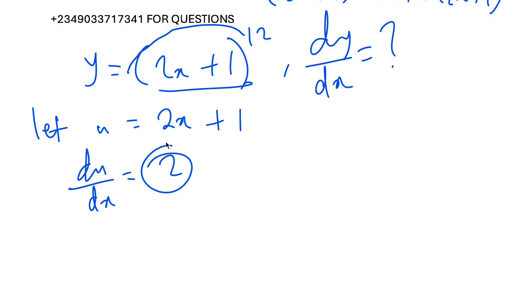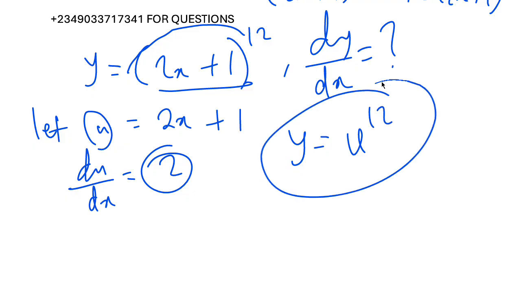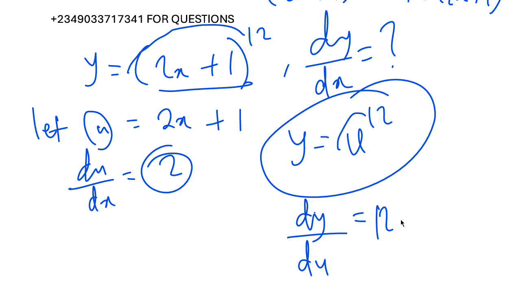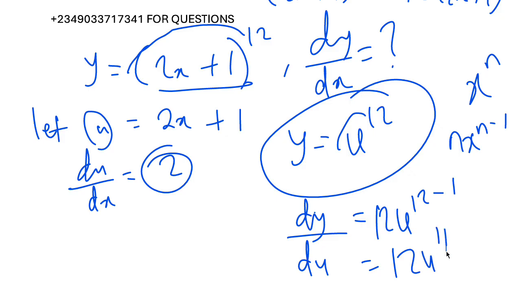So you could now write, since you said let u be equal to 2x plus 1, you can now rewrite the function as y equals what? u to the power of 12. Are you getting it? So then you can now write dy over du, which is bringing down 12, and that's 12u raised to the power 12 minus 1. Using the same principle where we said if we have x raised to the power n, the differential is nx raised to the power n minus 1. I hope you are getting it. So it's now 12u raised to the power 11.